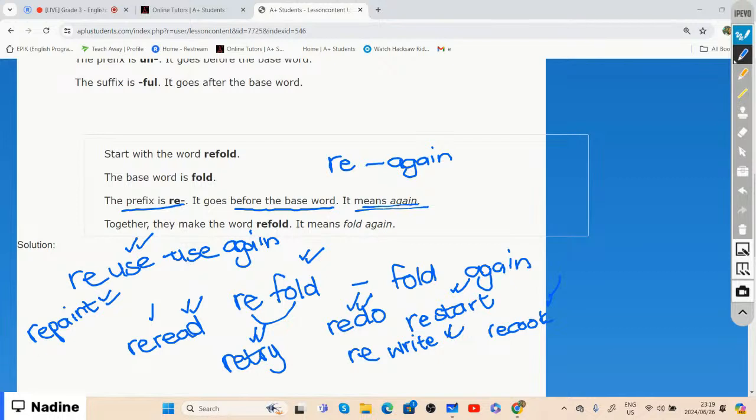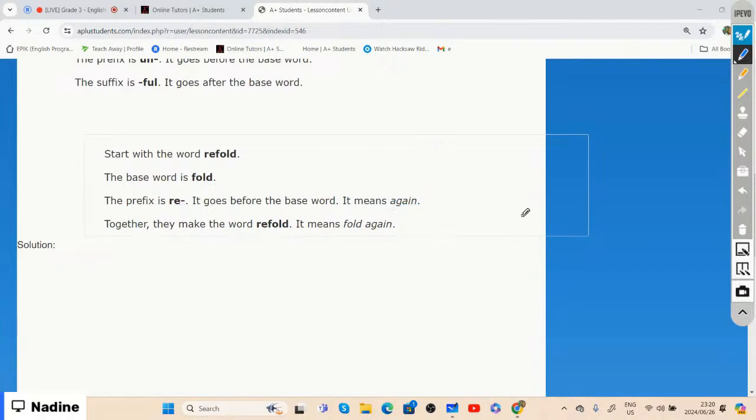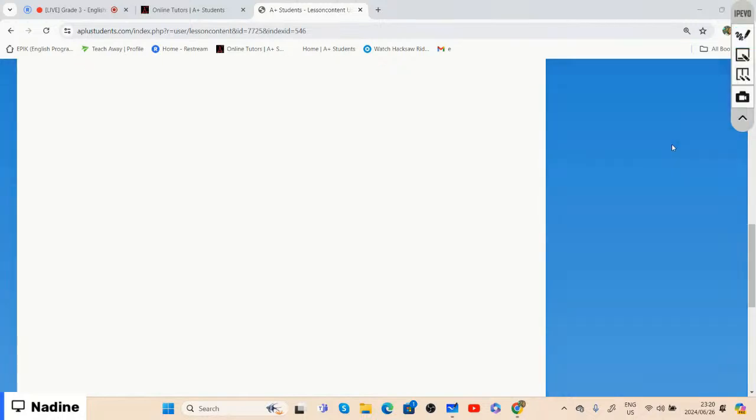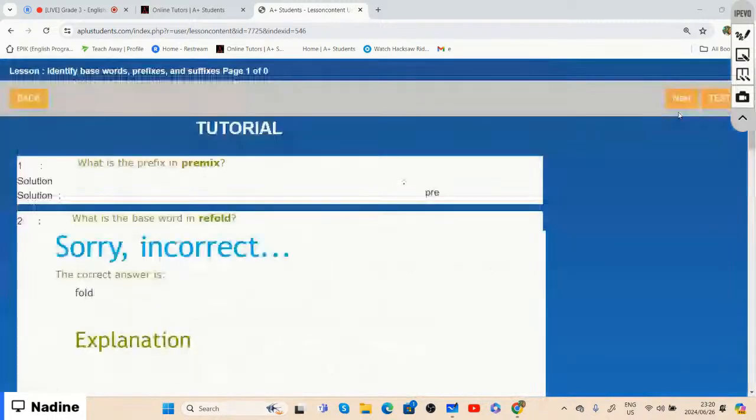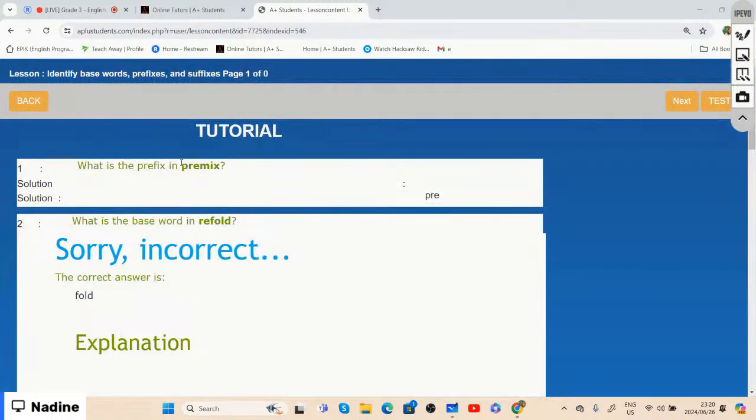So that is but a few examples where we use the prefix re, right? And re means again. Yes, we're going to remake our object that broke, right? So well done. So re means again, right? Re means again. Then here we have it says what is the prefix in premix, right?